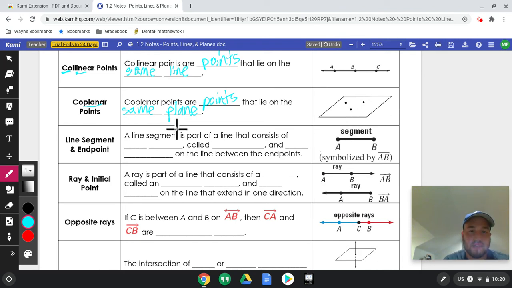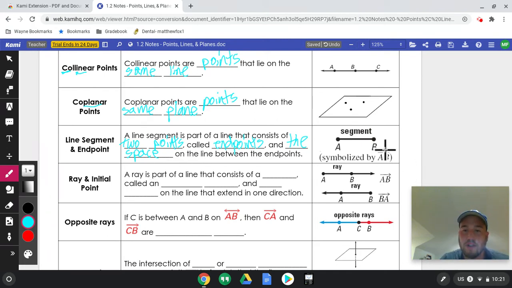Now next, our line segment is going to be part of a line that consists of two points called our endpoints, and then all the space in between that. So two points called the endpoints, and the space that's on the line between those endpoints. Now, when we put the symbol for a segment, you'll notice here it does not have arrows on the sides, and that's because those endpoints are the stopping points on our segment. It's like this: one endpoint, two endpoints, and everything in between is the segment.